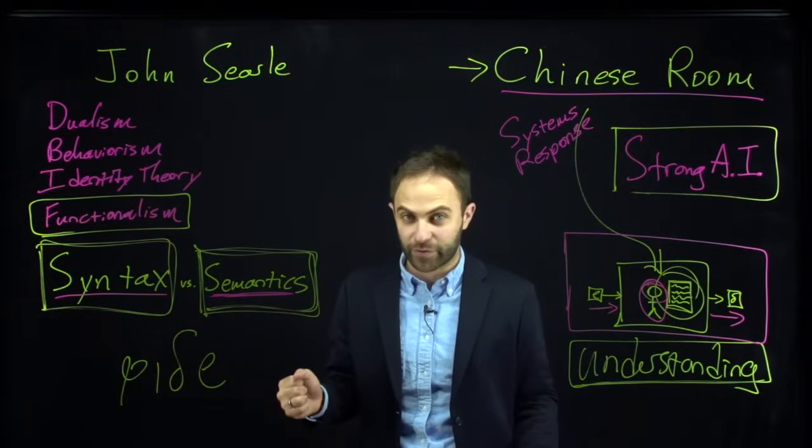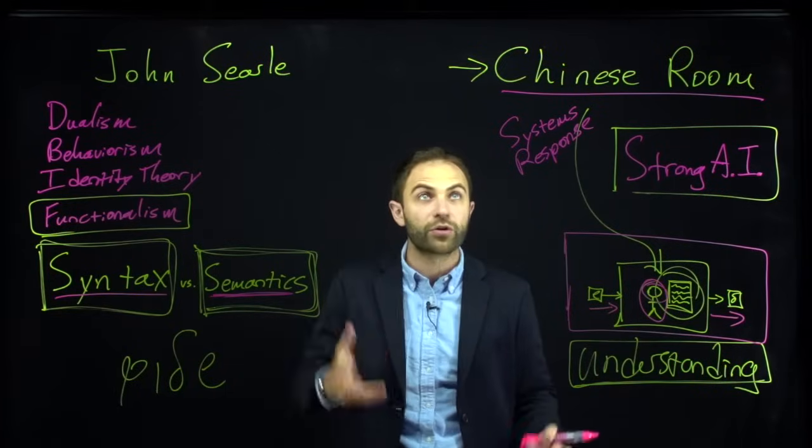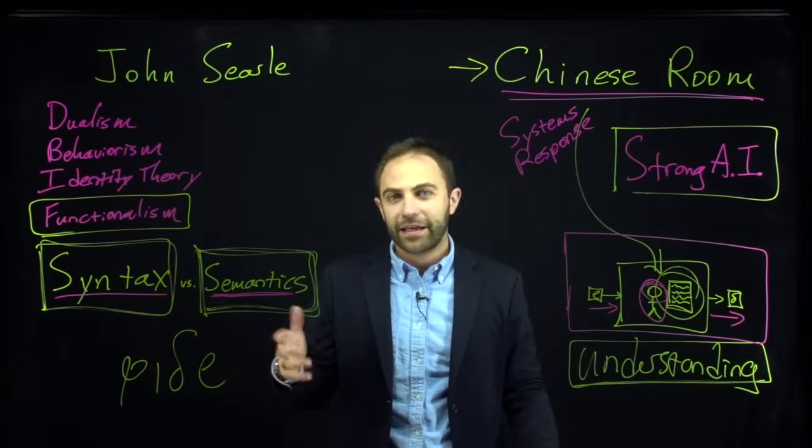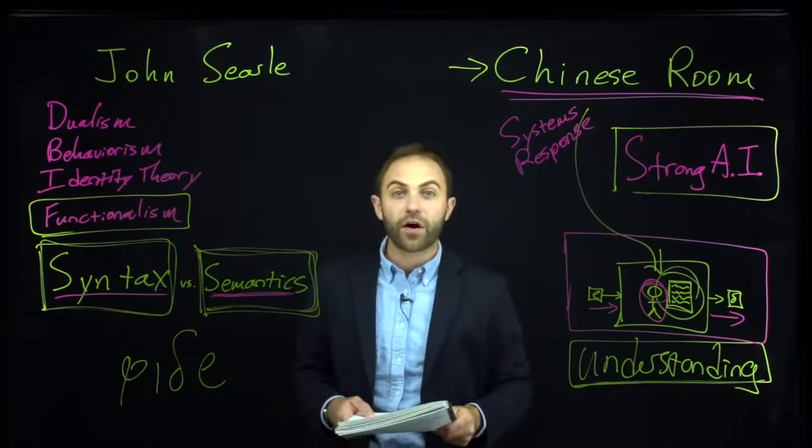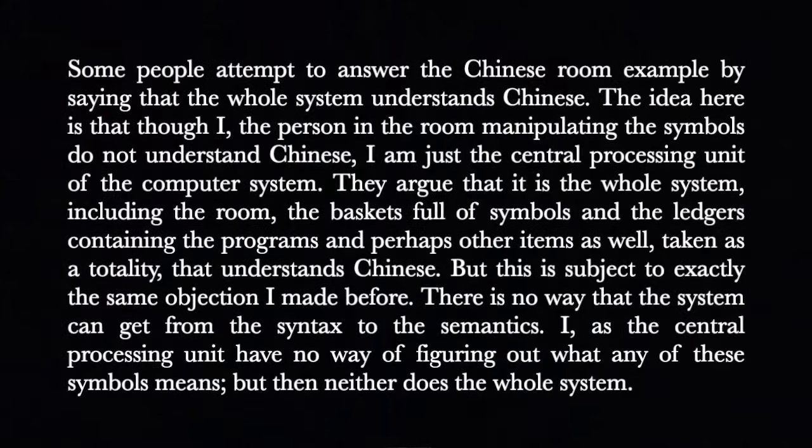Searle considers the systems response in the reading that we read for today, in the original article about the Chinese room, and here's what he says about it. You can judge for yourself whether or not you think this is an adequate response. This is on page 672. "Some people attempt to answer the Chinese room example by saying that the whole system understands Chinese. The idea here is that though I, the person in the room manipulating the symbols, do not understand Chinese, I am just the central processing unit of the computer system. They argue that it is the whole system, including the room, the baskets full of symbols, and the ledgers containing the programs, and perhaps other items as well, taken as a totality that understands Chinese.